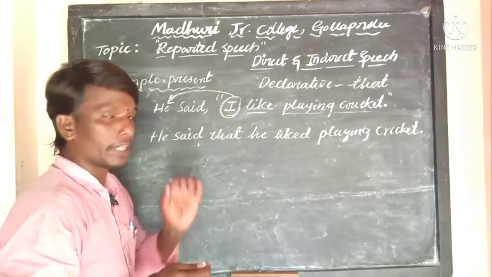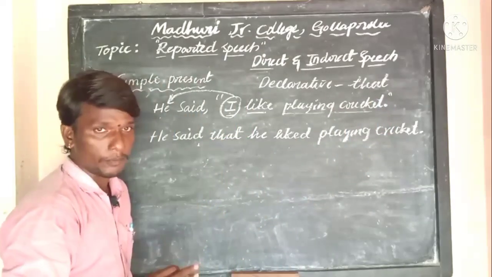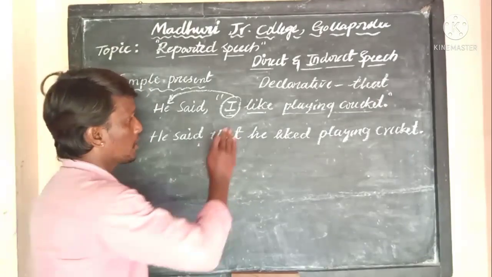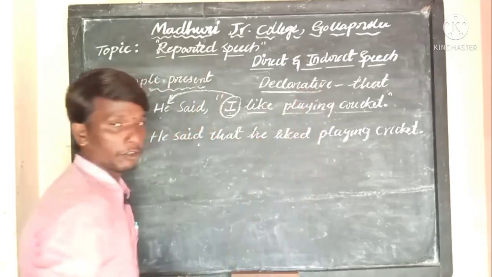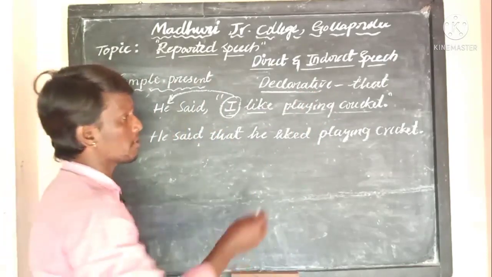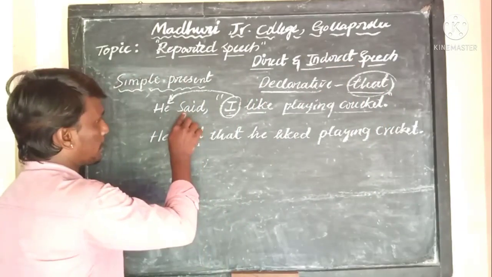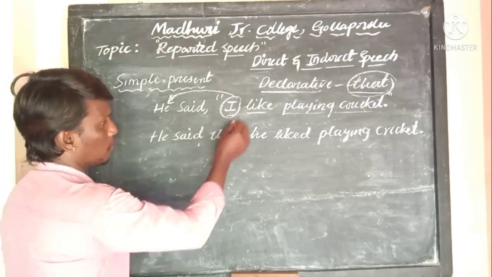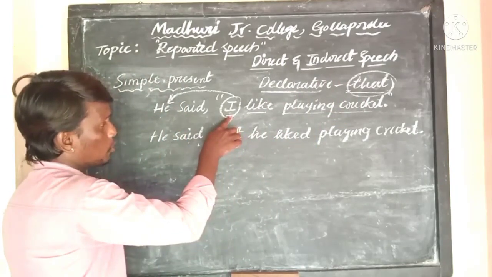The very first thing we need to identify is whether the sentence ends with a full stop or not, and whether the sentence started with the subject or not. If the sentence started with the subject and ends with a full stop, you should confirm it as a declarative sentence. When it is a declarative sentence, you should use the conjunction that to combine the reporting part with the reported part. So here: he said that.